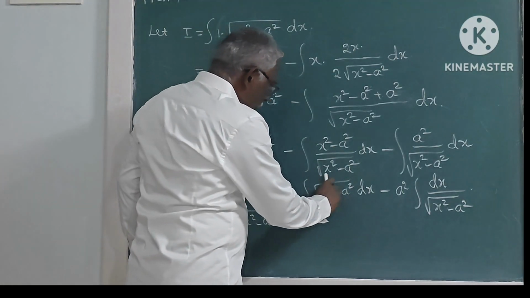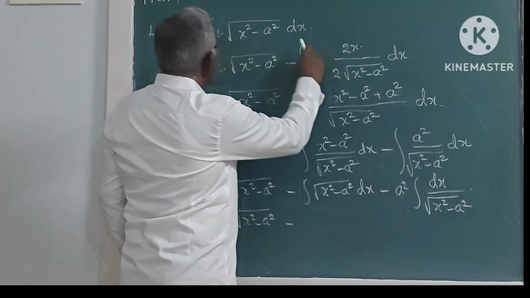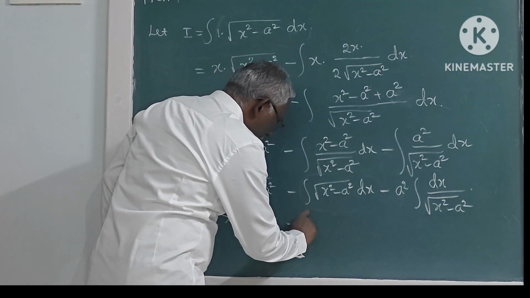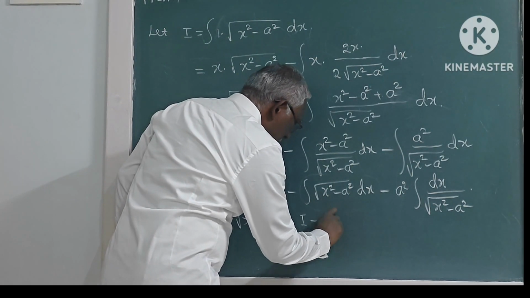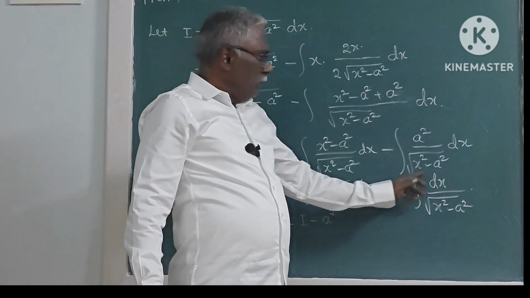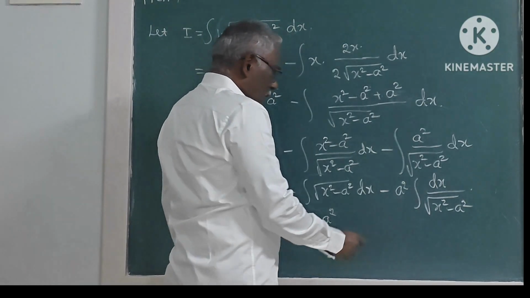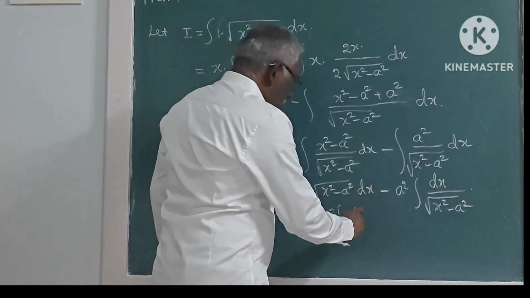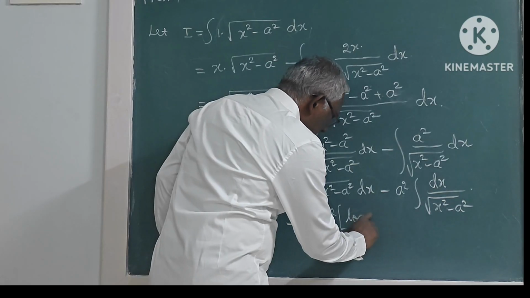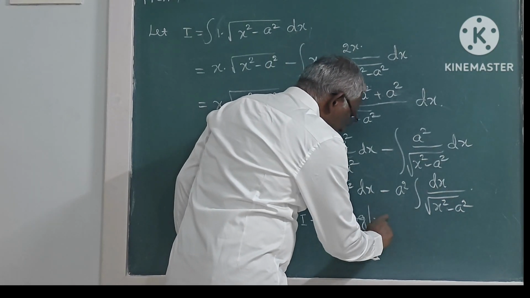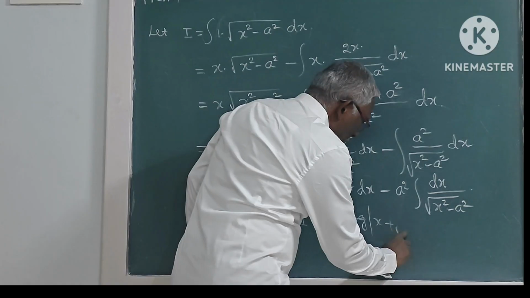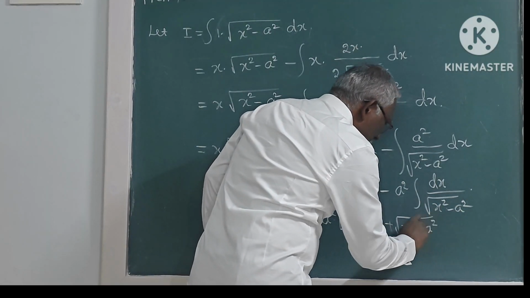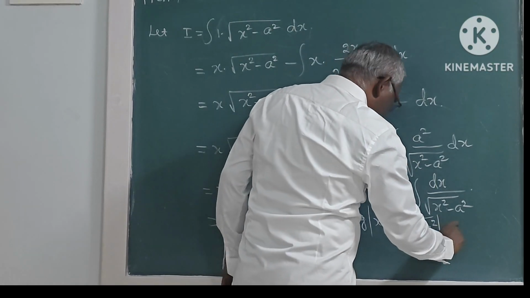So what is this integral now? This is nothing but I. So we'll take this as I minus a square. What is the value of this integral? It is log of x plus square root of x square minus a square plus constant.